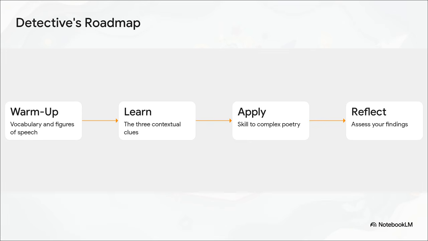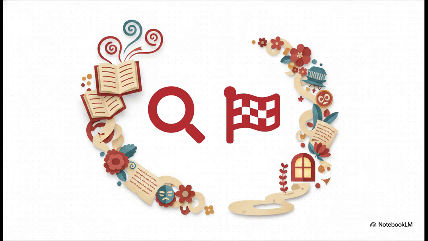Second, we learn our 3 deep contextual clues: historical, sociocultural, and biographical. Third, we actively apply that skill to complex poetry, completely deconstructing what seemed like a simple text. And finally, we reflect and assess our findings to uncover the true narrative. By putting all these contextual clues together, we undergo a major transformation as readers. We aren't just reading words anymore.